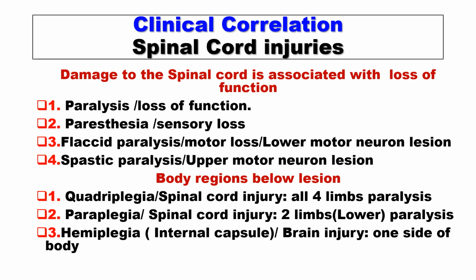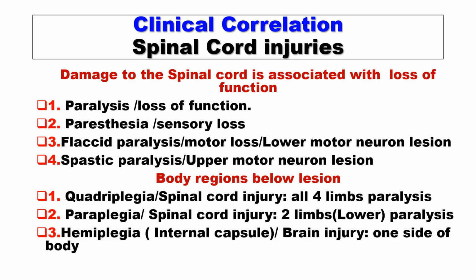Clinical correlation of various spinal cord injuries. Damage to the spinal cord is associated with the loss of function. 1. Paralysis, that is loss of function. Paresthesia, loss of sensory function. Flaccid paralysis, motor loss, which is a lower motor neuron lesion. Spastic paralysis is an upper motor neuron lesion.